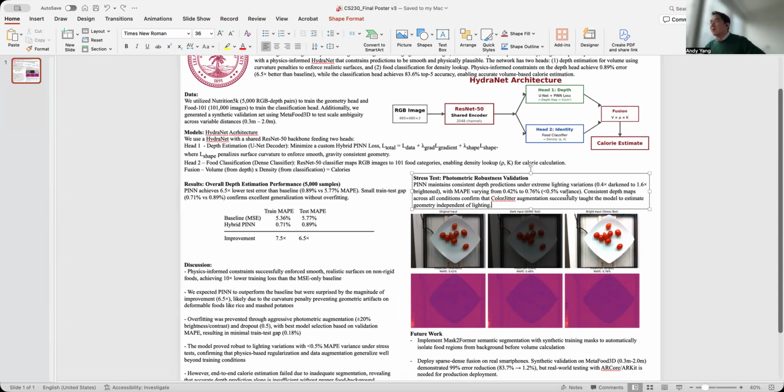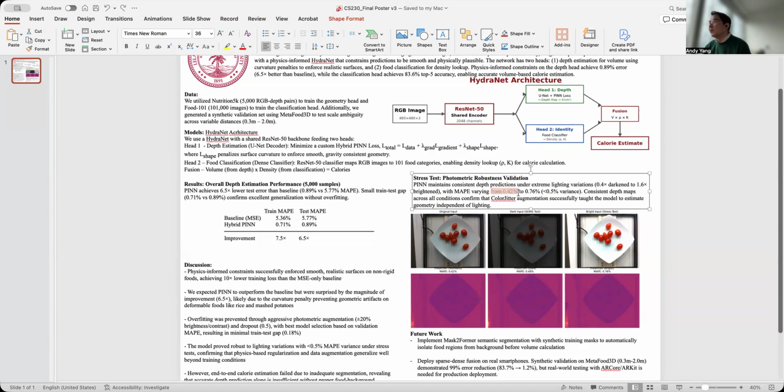I also did stress testing by adding lighting changes, with the same technique that I used for overfitting prevention in photometric augmentation. But this time the range is a bit larger, so 0.4 is applied to darken the pictures, and 1.6 is to brighten. And these are the pictures. The first one is the original, the next one is a dark one, and the third one is in a bright color.